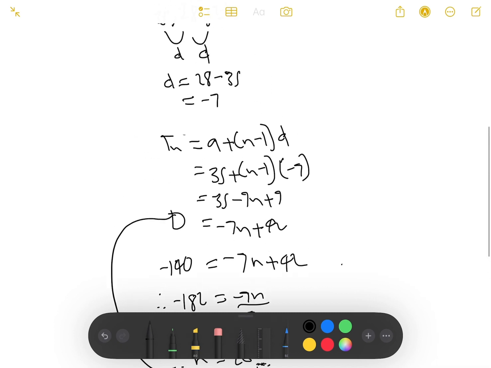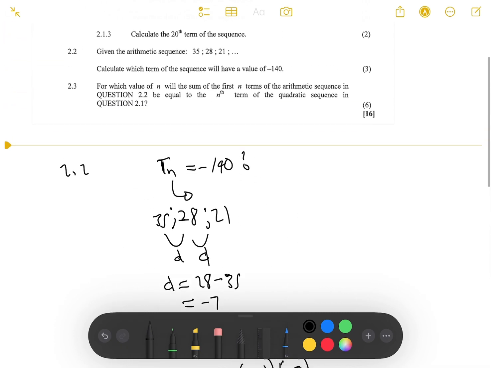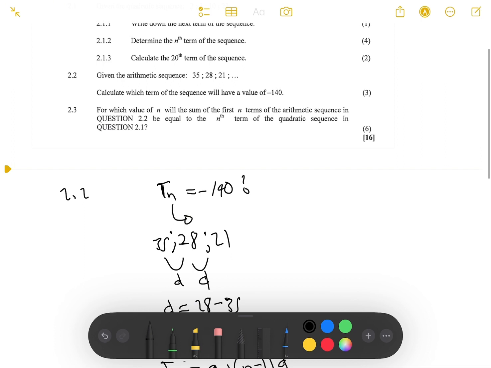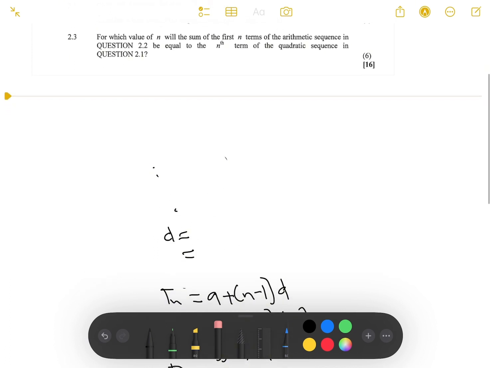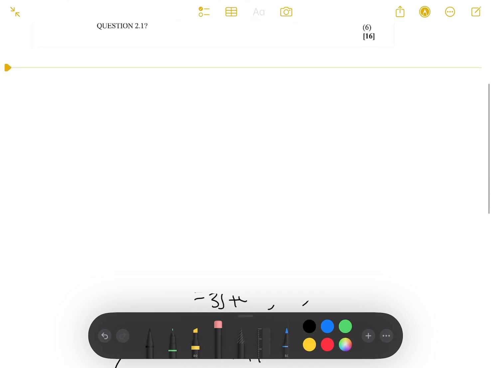Then question 2.3, they say: for which value of n will the sum of the first n terms of the arithmetic sequence in question 2.2 be equal to the nth term of the quadratic sequence in question 2.1? Let's read this once again. What are they asking for here?